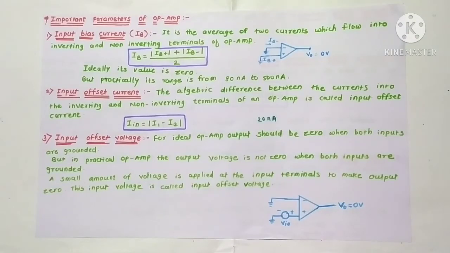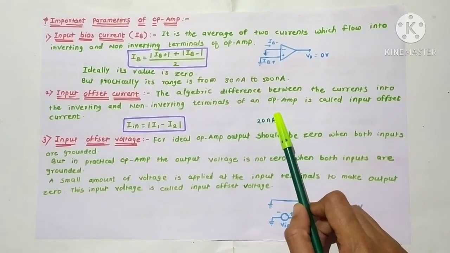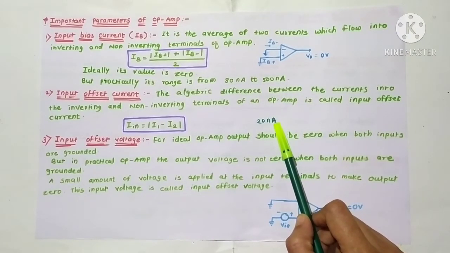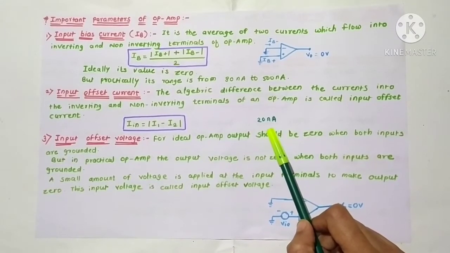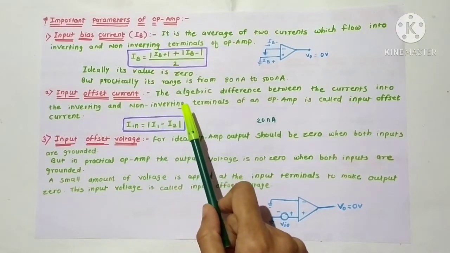For example, if it is 15 nanoampere, it means that we find 15 nanoampere more current in one of the bases than the other. So, the smaller the offset current, the better is the op-amp performance. Ideally, this input offset current is 0.